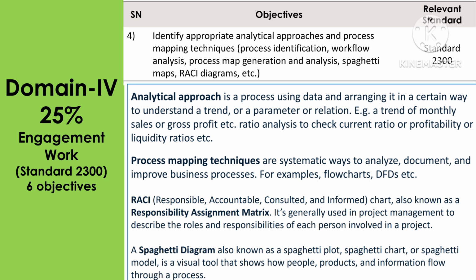A spaghetti diagram is also known as a spaghetti plot, spaghetti chart, or spaghetti model. It is a visual tool that shows how people, product, or information flow through a process.